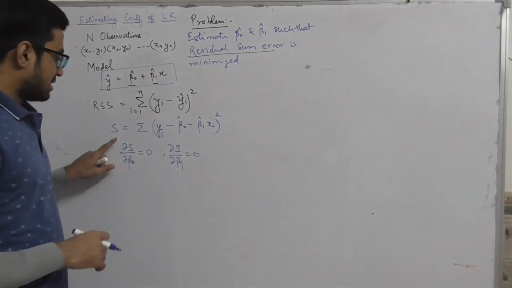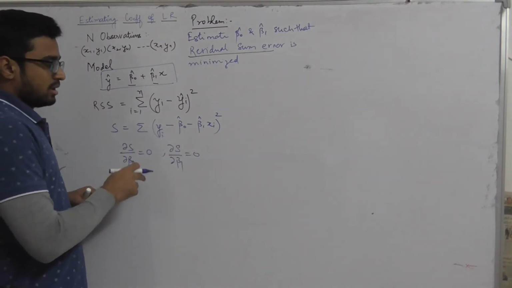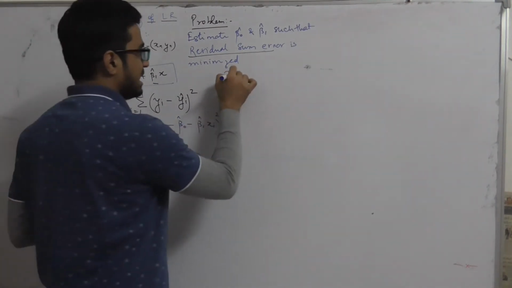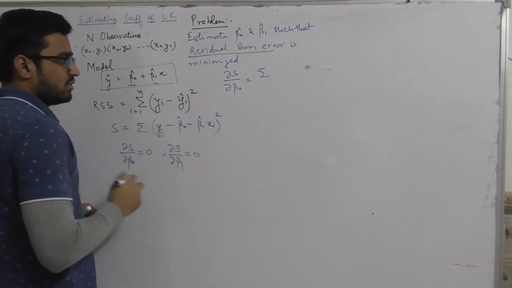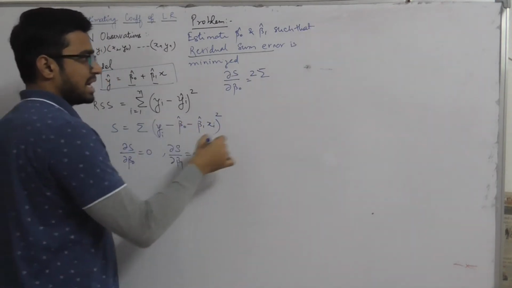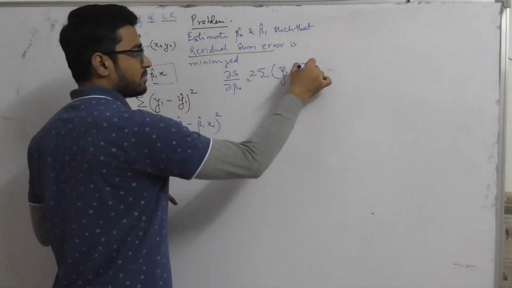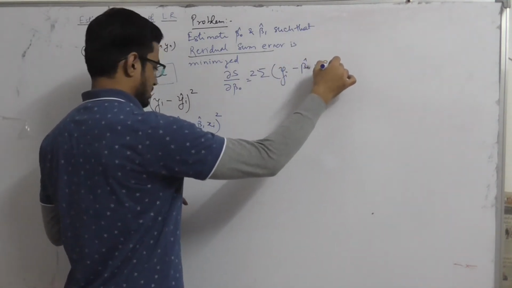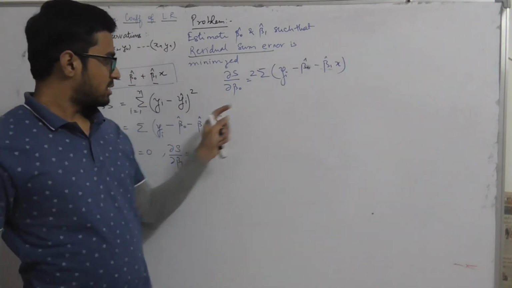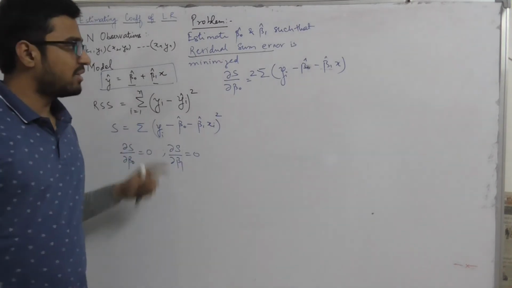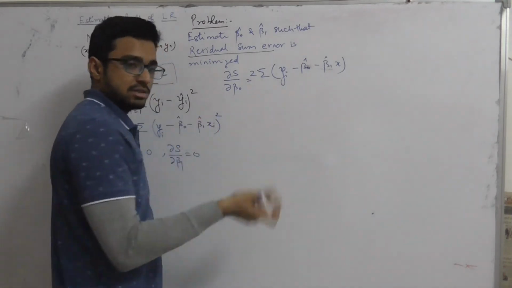So the first term, let us try to solve. Del S by del beta naught. We will differentiate this term with respect to beta naught. So del S by del beta naught becomes summation. Of course this 2 will come here, and we have the bracketed term, that is yi minus beta naught cap minus beta 1 cap into x. Now after that, the square term is differentiated. We have to differentiate this term with respect to beta naught, and the answer would be -1.